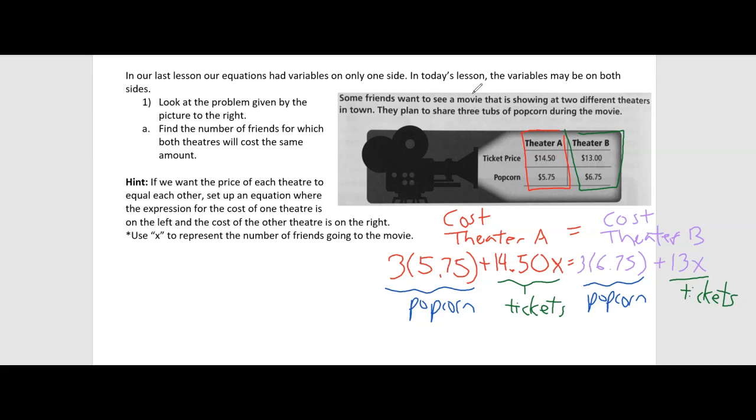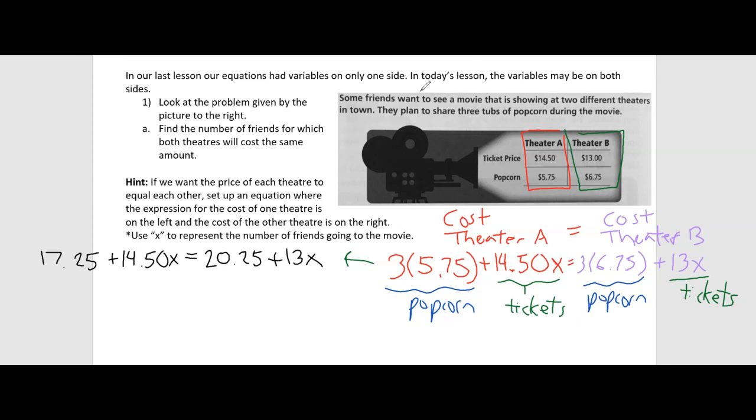Now we just have to solve, right? So I'm going to go over here to solve. First thing I'm going to do is just simplify both sides of each equation. So I get 17.25 after I multiply 3 times 5.75 plus 14.50x is equal to 20.25 if I multiply 3 times 6.75 plus 13x.